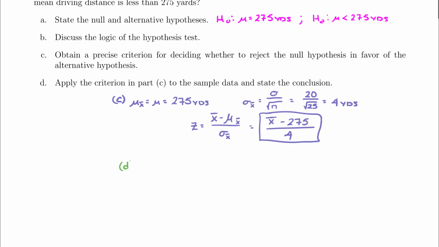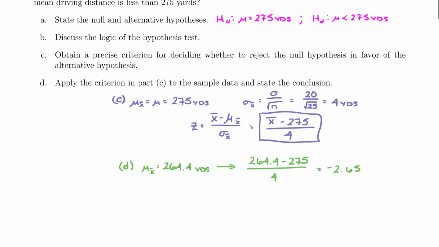So for part D, we have that mu sub x bar is 264.4 yards. So we can substitute that into the equation that we generated in part C: 264.4 minus 275. You'll notice there is no difference in what we did yesterday to today so far. And we get that's equal to negative 2.65. Now, here's where today kind of diverges from what we did yesterday.